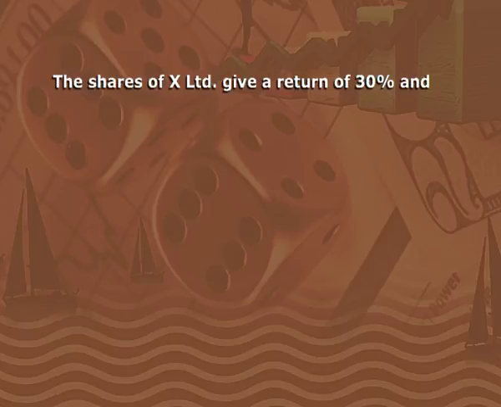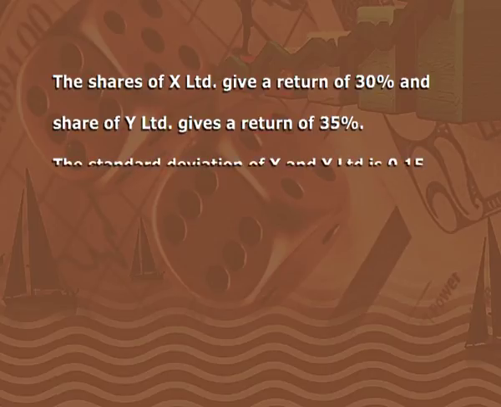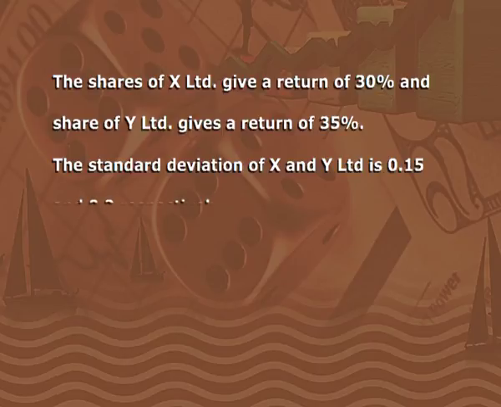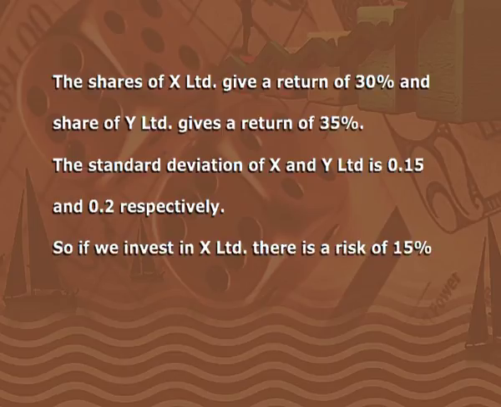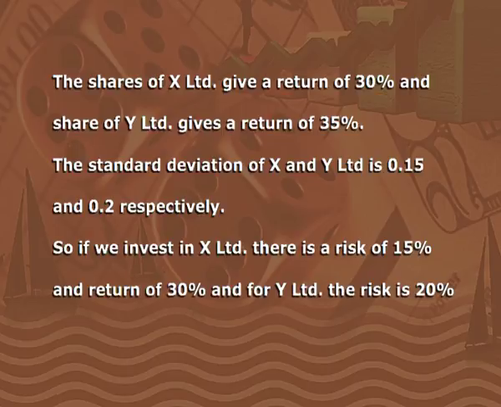For example, the shares of X Limited give a return of 30% and shares of Y Limited give a return of 35%. The standard deviation of X and Y Limited is 0.15 and 0.2 respectively. So, if we invest in X Limited, there is a risk of 15% and a return of 30%. And for Y Limited, the risk is 20% and the return is 35%.